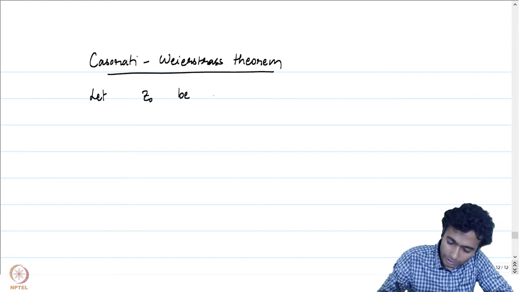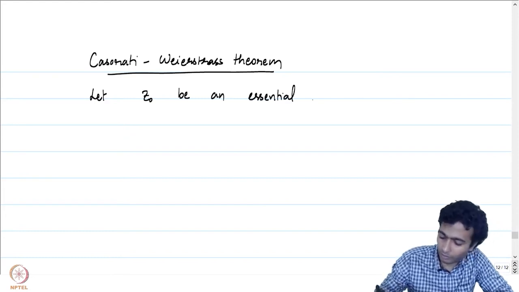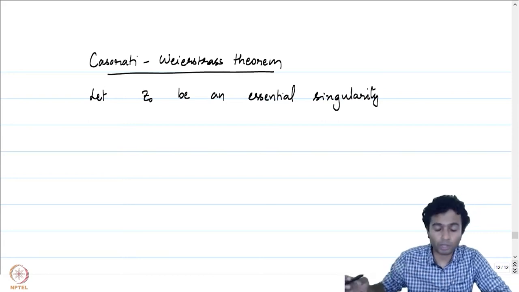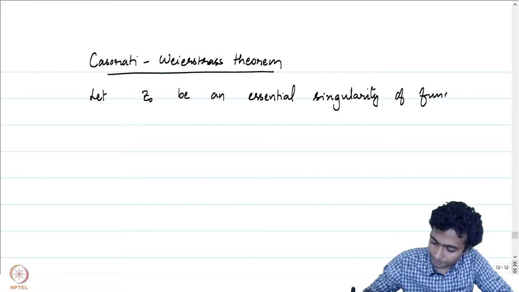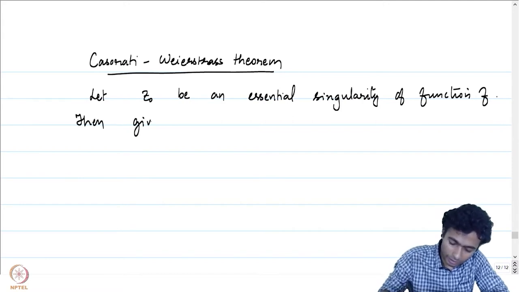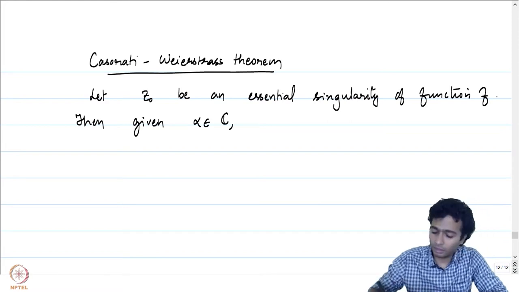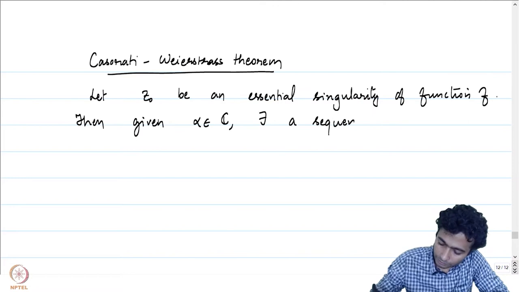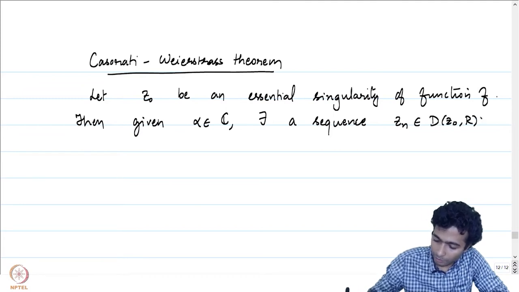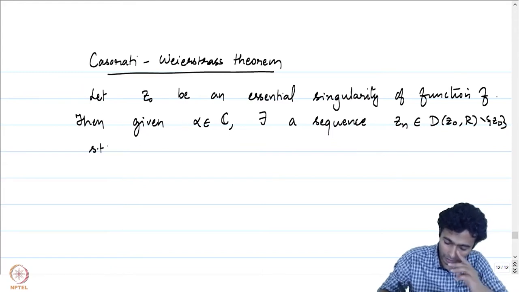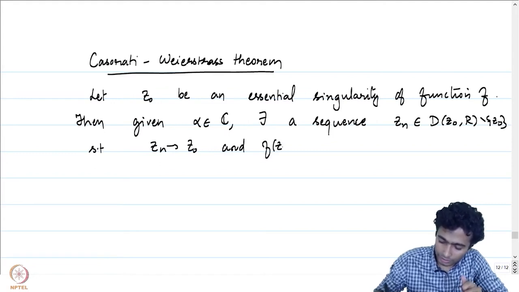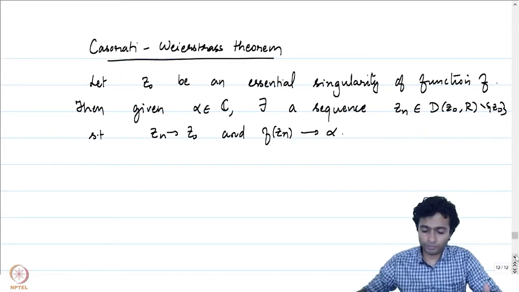Let z0 be an essential singularity of a function f. Recall that it's an essential singularity and hence it's neither a removable singularity nor a pole. Then, given alpha in the complex plane, there exists a sequence zn in the punctured disk D(z0, r) minus z0 such that zn converges to z0 and f of zn converges to alpha. Let's give a proof of the Casorati Weierstrass theorem.